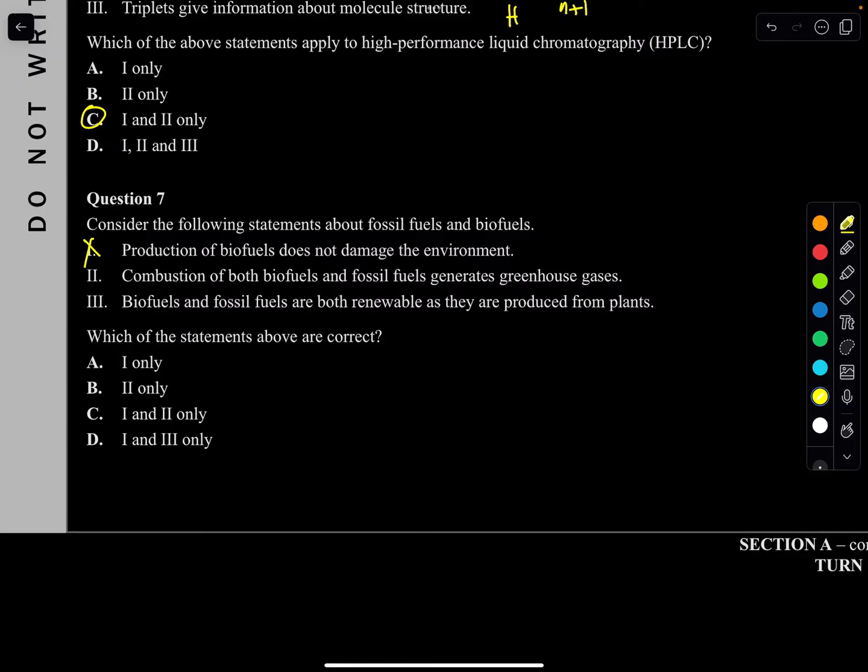Combustion of both biofuels and fossil fuels generates greenhouse gases. Yes, they do. They generate water and CO2, which are basically your greenhouse gases. So that's correct. Biofuels and fossil fuels are both renewable as they are produced from plants. Rubbish. Fossil fuels are non-renewable, and they are not generated by plants. That's what biofuels are. So 7B is the only correct answer.